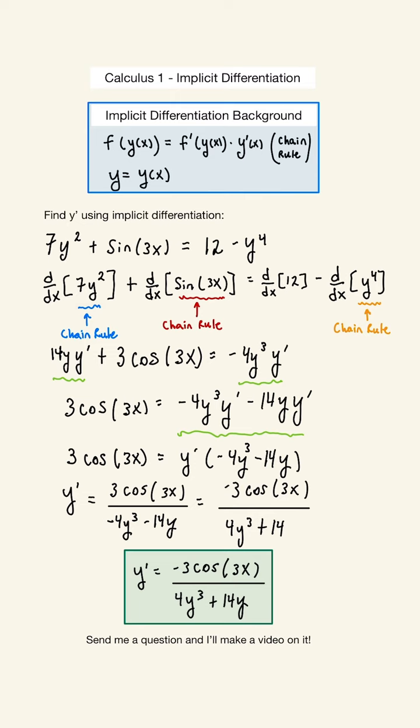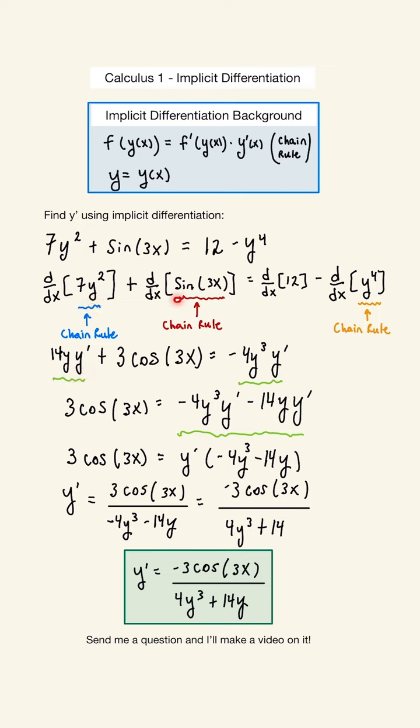So let's go ahead and take the derivative with respect to x. We'll do our outside function first. So 7 times 2 will be 14. We'll keep this inside function the same, so we'll have y, and then we'll take the derivative of y of x, which will give us y prime.